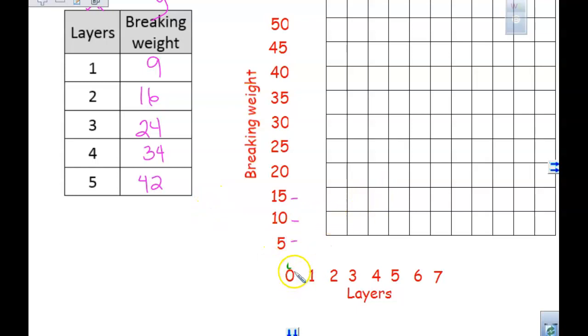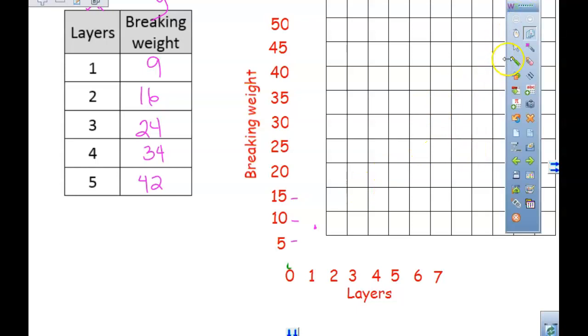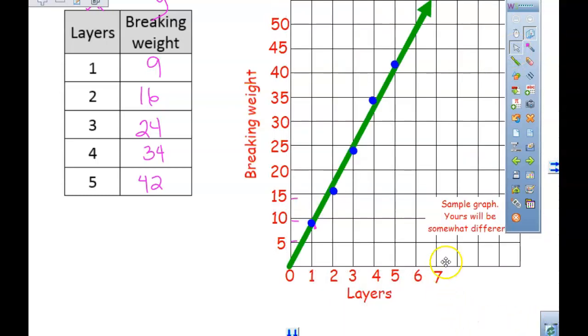So we now want to plot that. We don't have anything at 0, so we'll go up from 1 and go to 9, a little below 10, right? Go up from 2 and plot 16, a little above your 15, okay? Plot 3 at 24 on your graph. Now, here's the one thing that I really noticed when I was looking at yours.